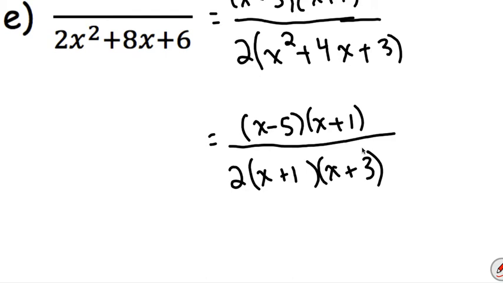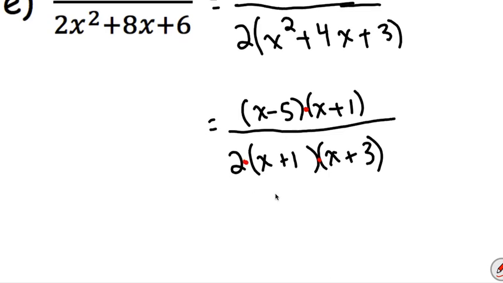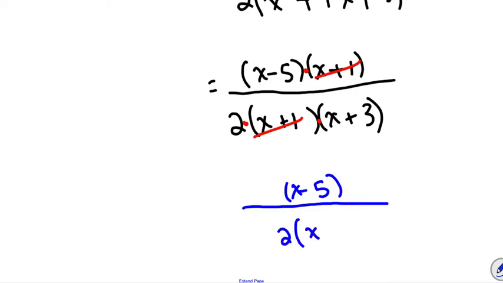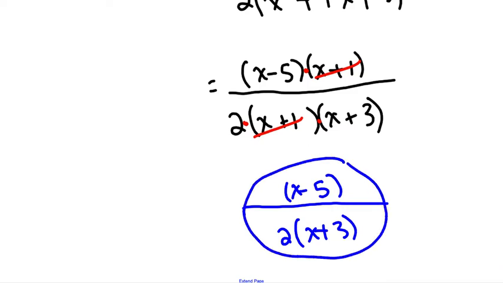So where's the multiplication happening? Right here, and on the denominator right here, but then also right here as well. What is exactly the same? X plus 1. Get rid of the x plus 1s. What am I left with? Well, up top, let me put my fraction bar here, I'm left with x minus 5. On the denominator, I'm left with 2 times x plus 3 in parentheses. Final answer right there, and we are finished.